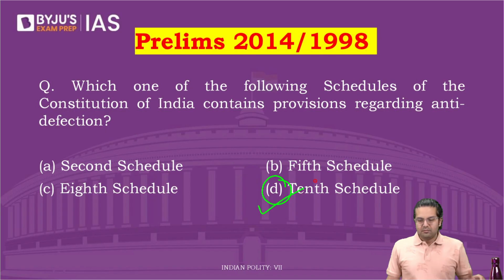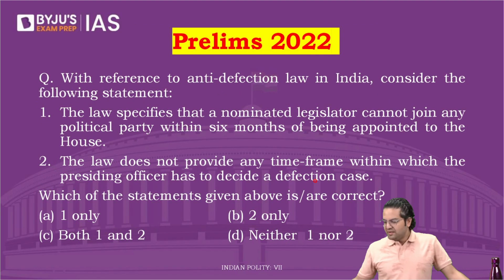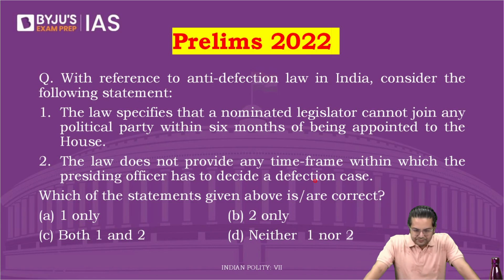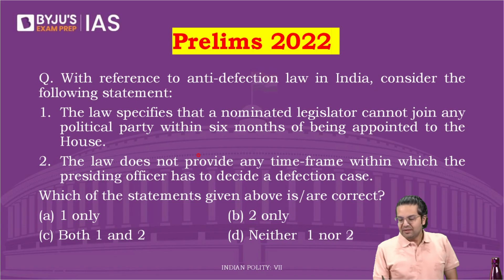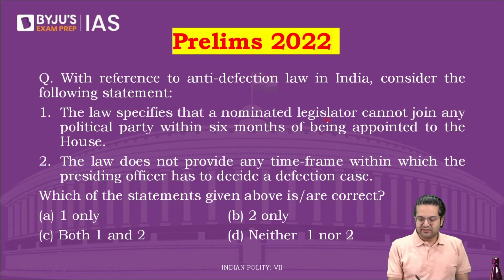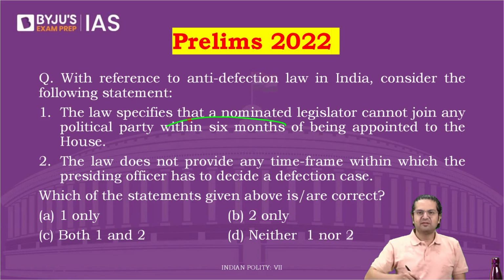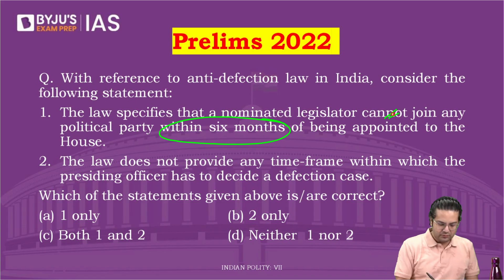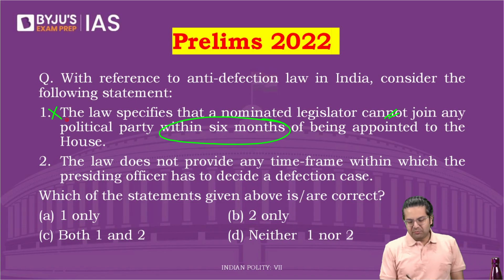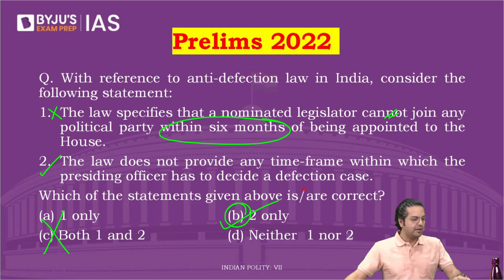Anyway, moving on to one more question. Please mark the answer here also. Asked last year. Specifies that a nominated legislator cannot join any party within 6 months. So can join within 6 months. It's that after 6 months cannot join a party. One is wrong. The law does not provide any time frame within which the presiding officer has to decide. Of course, that's true. The law does not provide any kind of time frame. B2 only is the right answer. Okay.